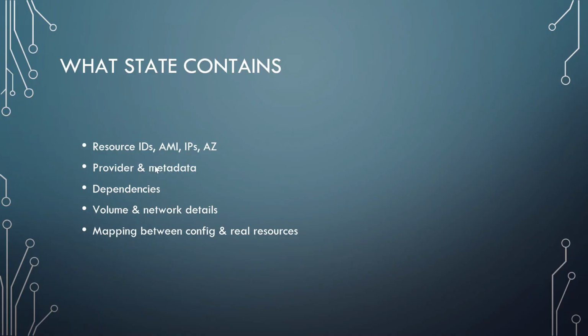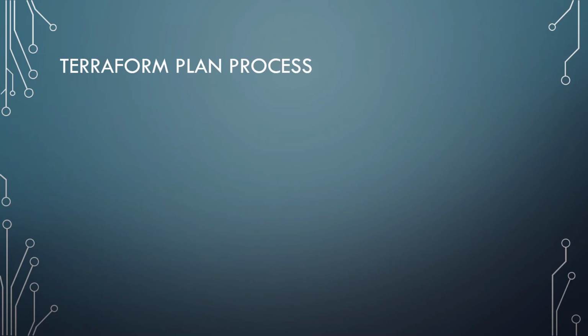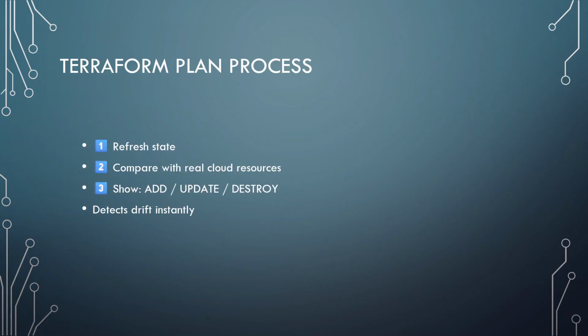Next, the Terraform plan process. Terraform plan does three things. It will refresh the state, compare with real AWS, and calculate changes. So as I told, it will refresh the state, compare with real cloud resources, and calculate the changes. If there are no changes, everything is up to date. If the configuration changes, it will update or replace, and if a resource is deleted manually, it will create it again.